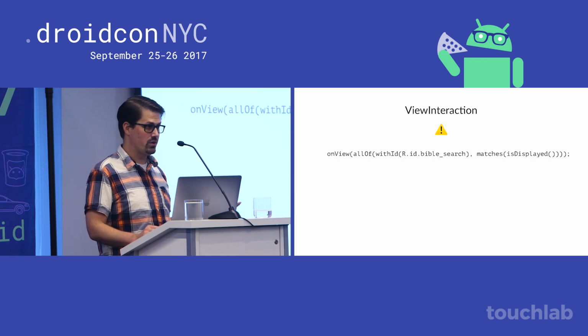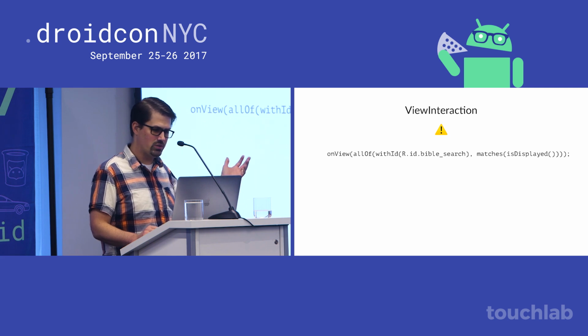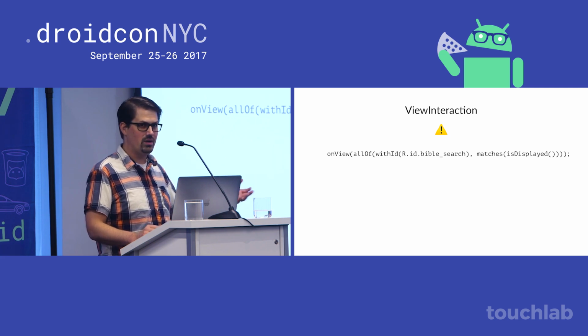And that is what's returned from onView. Now, we've got the little warning symbol up here because this is something I've seen in tests, and this line will always succeed. It kind of reads like it might actually check something, onView with ID, Bible search matches is displayed, but it's actually not, it's always going to succeed whether the view is there or the view is not there.